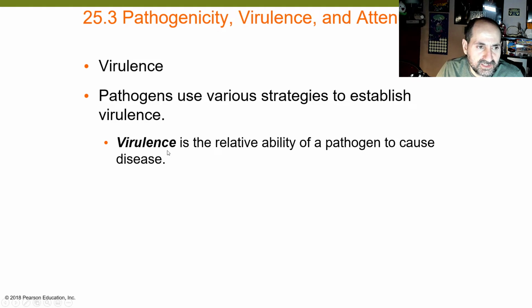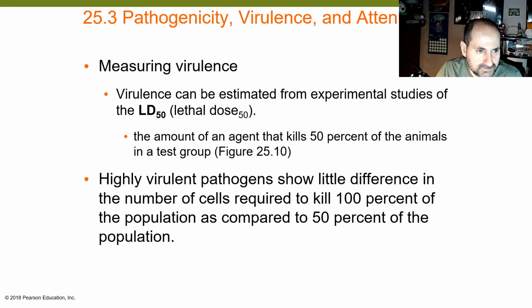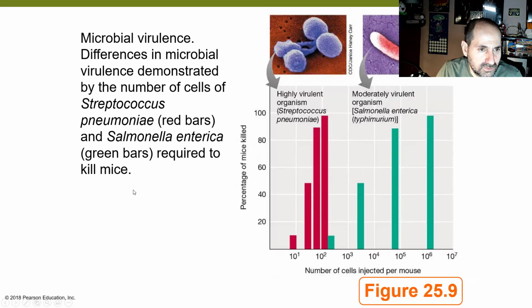And remember, anything that helps a microorganism to cause disease is called a virulence factor. Understand lethal dose 50, the amount of agent that kills 50% of animals, or amount of the microbe that kills 50% of animals. Know that highly virulent pathogens show little difference in the number of cells required to kill 100% of the population as compared to 50%. So know that fact.